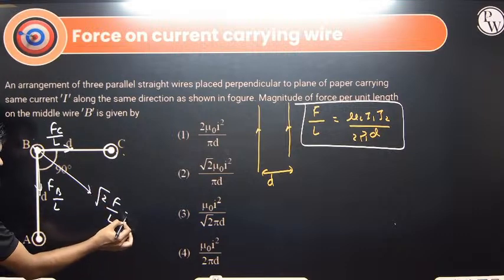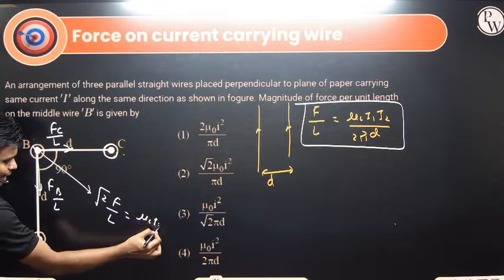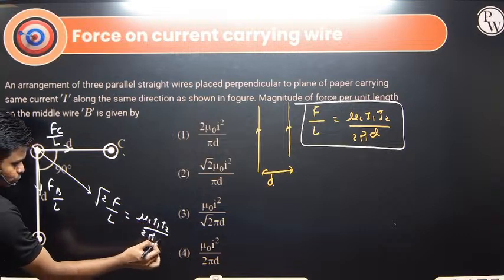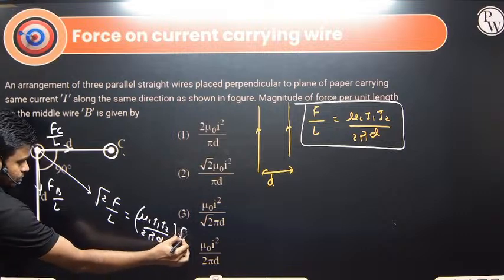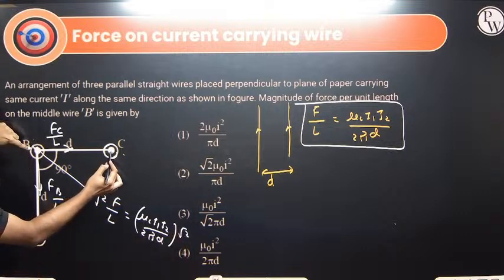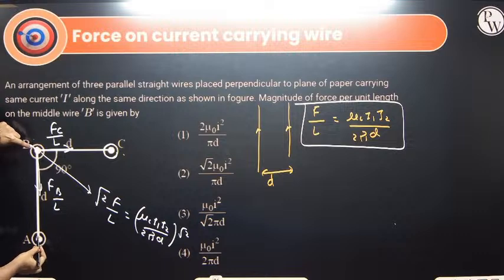And what is the value of this? Mu naught I1 I2 divided by 2 pi d multiplied by root 2. Why root 2? Because between these two forces, each is mu naught I1 I2 divided by 2 pi d. Between these two, mu naught I1 I2 divided by 2 pi d. Multiply how many times? Root 2 times of this.